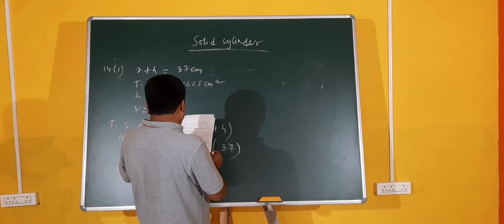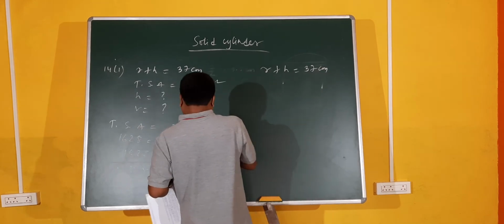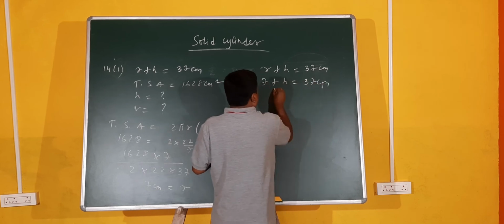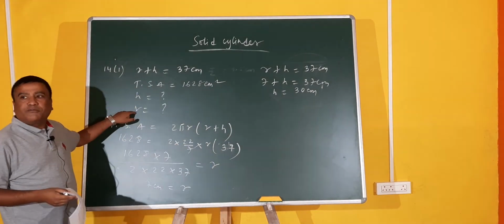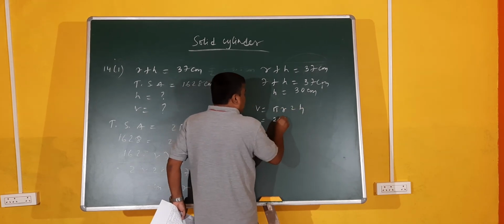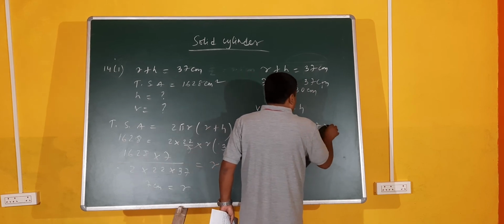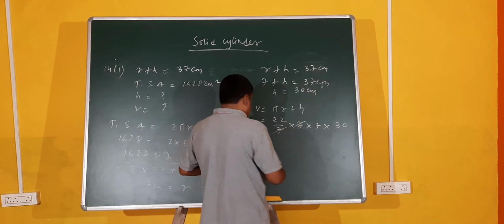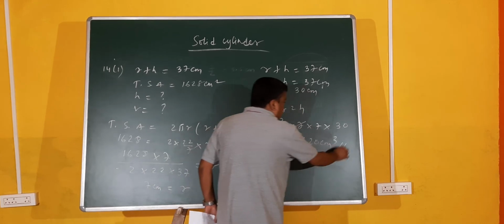After getting radius, you have to find out height. R plus h is equal to 37 centimeter. The value of r is 7 centimeter, so height equals 30 centimeter, which is the first answer. After that, we have to find out volume. Volume equals pi r square h, 22 by 7 into radius 7 into 7 into height 30. This and this will get cancelled. If you multiply, you will get 4620 centimeter cube.